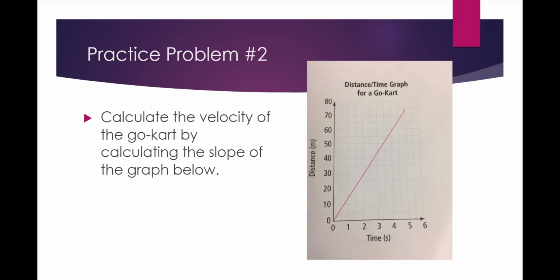Calculate the velocity of the go-kart by calculating the slope below. I want you to calculate the slope of this line. Remember that you have to choose 2 points which intersect. Ones that would intersect would be an x value of 1 and a y value of 15. You could also choose 3.5 and 50. You could also choose 4.5 and 65.